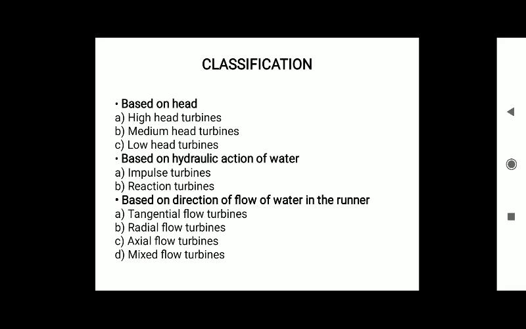Medium head turbines have a height in the range of 60 meters to 250 meters. That means for defining a turbine as a medium head turbine, we should confirm that the head of the water, the height from which the water is flowing onto the runner blade, should not be less than 60 meters.